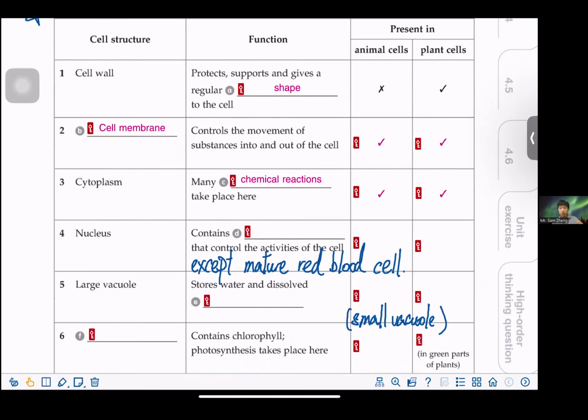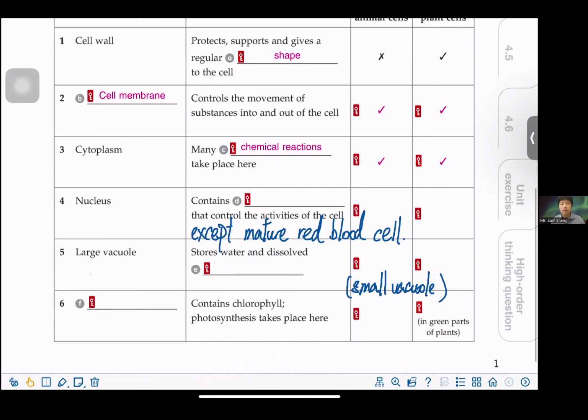Next, the nucleus. Both animal cells and plant cells have this structure, and inside the nucleus is what we call the genetic material. There is a special case, which is the mature red blood cells. For mature red blood cells, there is an exception: they do not contain any nucleus.